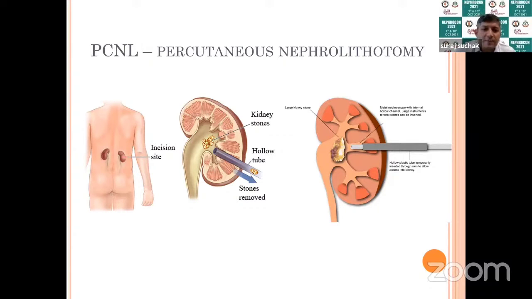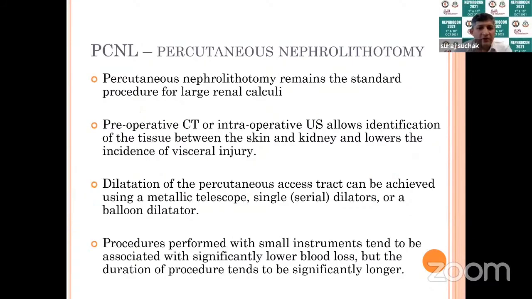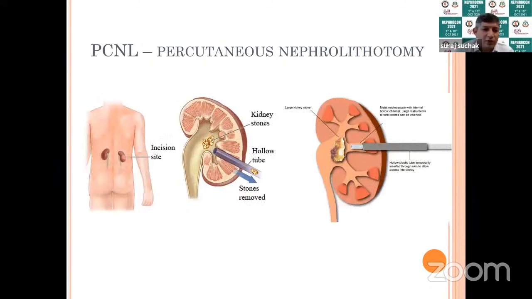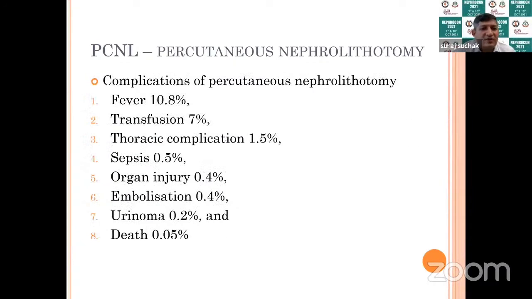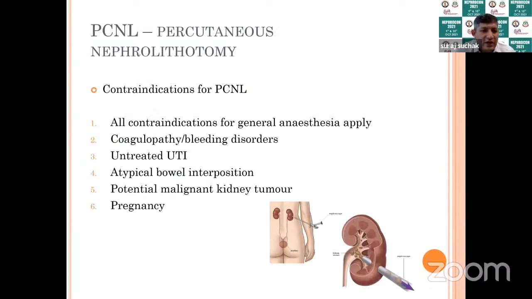The main problem associated with PCNL is because you are making a puncture going through the kidney, it is associated with a higher chance of bleeding. This has been decreased to some extent by, again, miniaturization, and mini PCNL is now the preferred modality for upper tract puncture stones. So the complications of PCNL are fever, transfusion requirement in up to 7% of the patients, thoracic complications, sepsis, organ injury, and embolization. Contraindications are any contraindication for GA, coagulopathy, untreated UTIs, pregnancy, and any malignancy within the kidney.